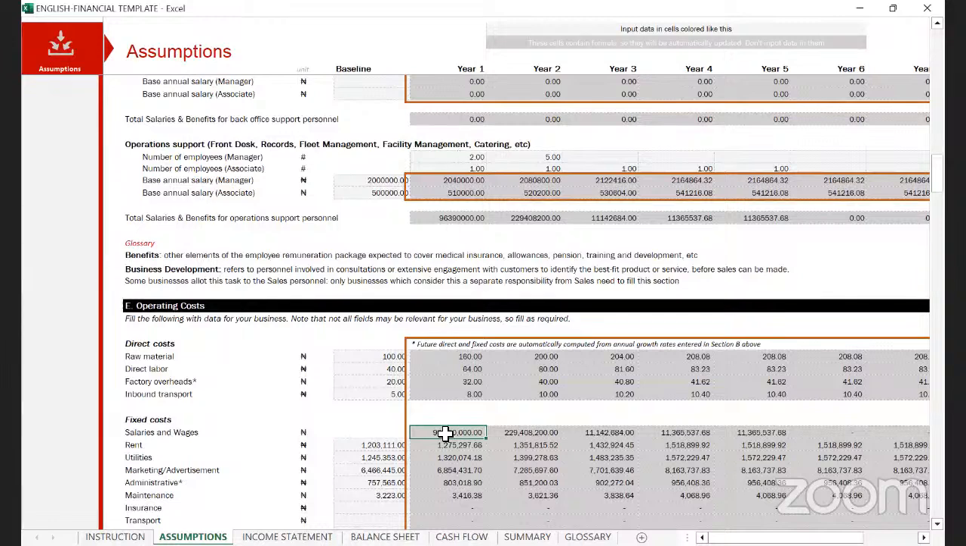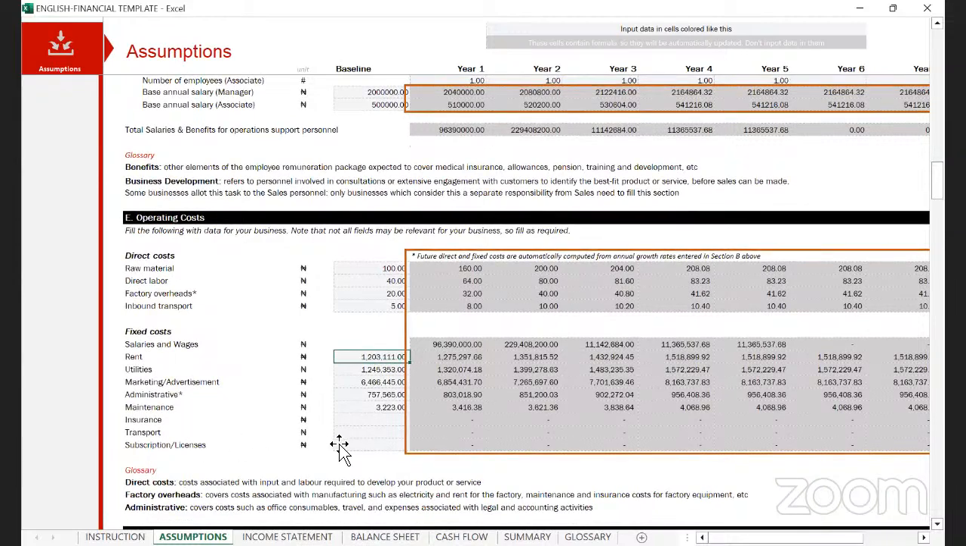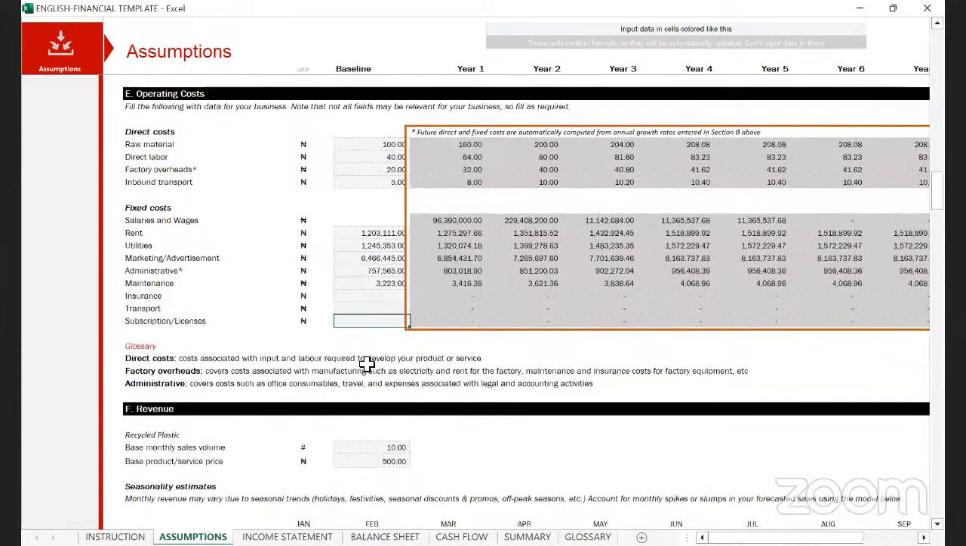section, headcount analysis here. But you fill the amount you need to pay for rent, for utilities, marketing and advertisement, administrative, maintenance, insurance, transport, and subscription costs. Note that not all costs might apply to your business. So if you know your business does not require a cost, you can leave that place blank.